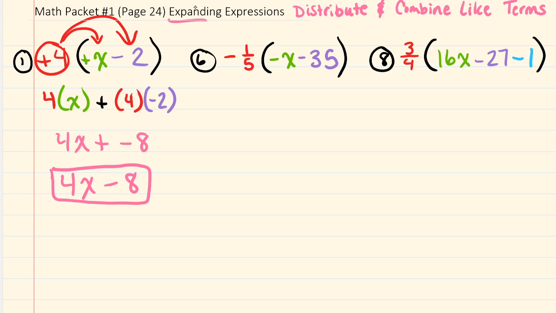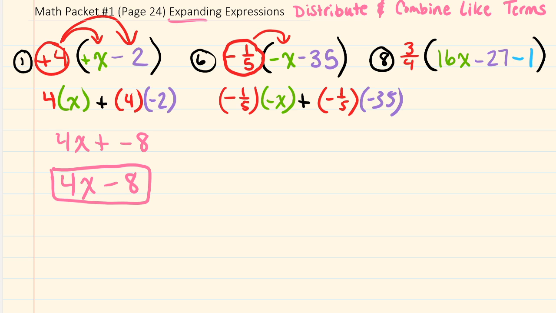Number 6, since we're distributing a negative, I always see mistakes there. We're going to do the same thing. So we're going to start with negative 1/5 times negative x plus negative 1/5 times negative 35. And we're just going to clean that up.